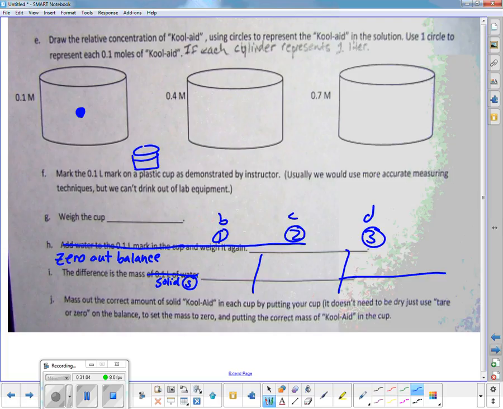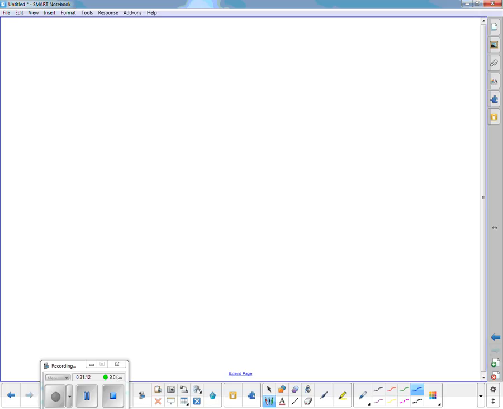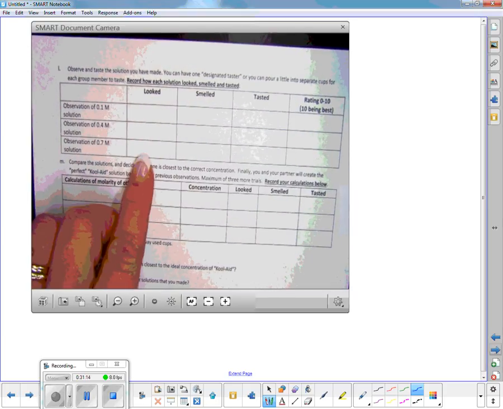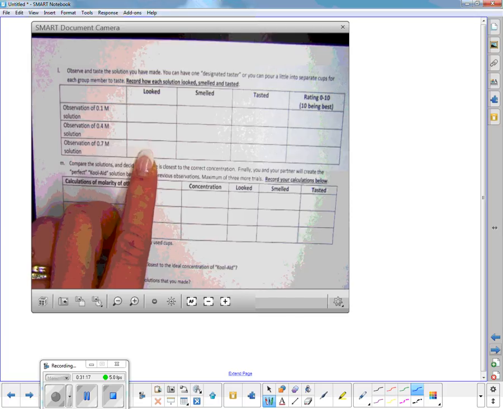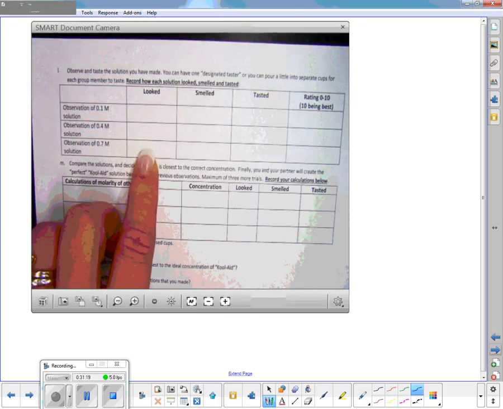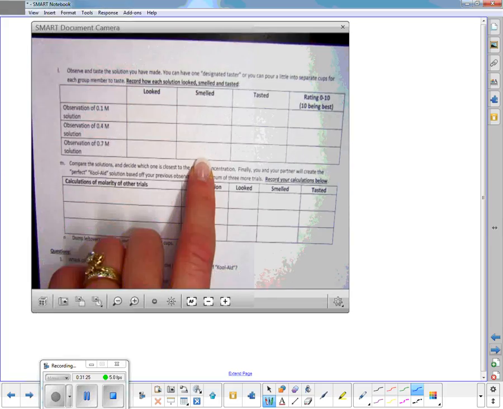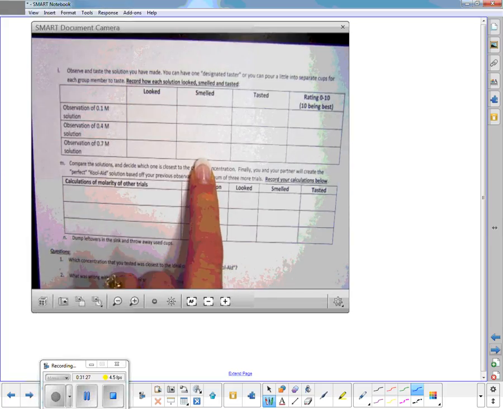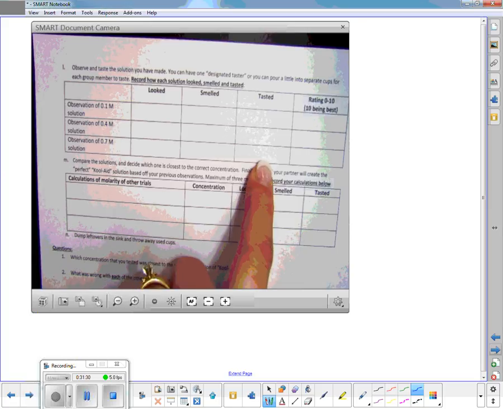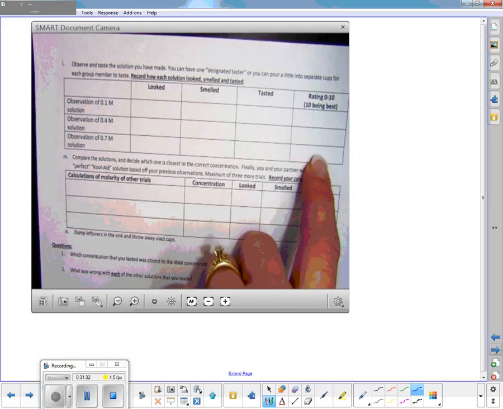If after you do these 3, flip to the other side. On the other side, real quick here. If after you do these 3, now you're going to be rating them. You're going to be rating how they looked, what color they were, how deep the color was, how they smelled, because some things will smell a lot better or worse when they're concentrated. How did it taste? And then rate it from 0 to 10, 10 being closest to how Kool-Aid should taste, and 0 being, oh, it's so far away, it's gross.